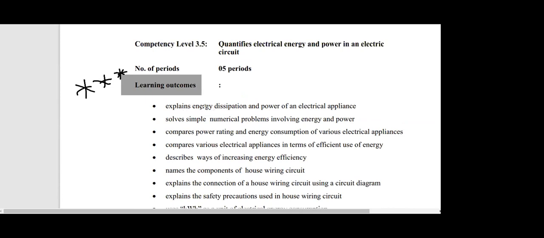You should be able to explain this. You should be able to compare power rating. You should be able to solve. Your O-level paper is set prepared based on these learning outcomes.